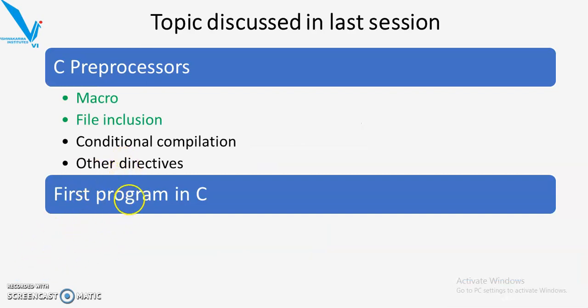Before going for today's session, we'll see what we have covered in the last lecture. In the last lecture, we covered the C preprocessor. In that, we mainly covered the macro preprocessor and file inclusion preprocessor. We have also seen the example of conditional compilation and examples of other directives. And also we have seen our first C program in which we displayed hello world.